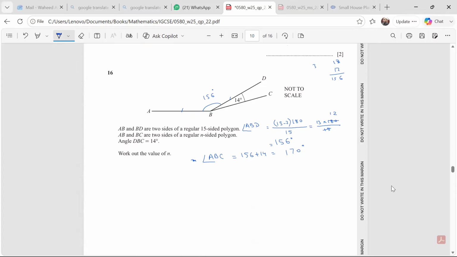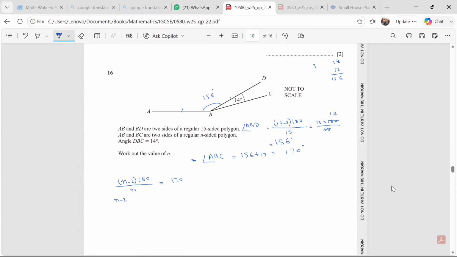If it is an n-sided polygon, then the total of the internal angles will be n minus 2 times 180, right? If I divide this whole thing by n, it will give me each angle, and that each angle is 170. Make sense? Now we will try to solve this equation.